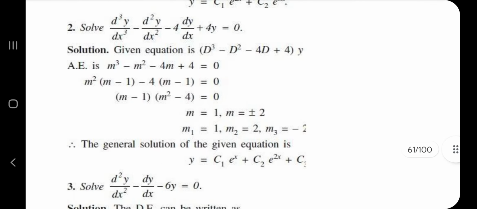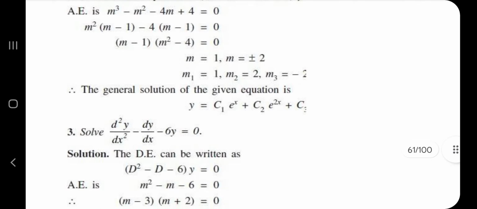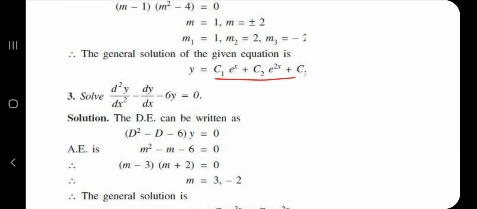Then we have the next question. Here also we will be doing the same thing. Here cube is there, so we'll be writing D cube here. Solve it and find the m1, m2, m3 values by calculator. After that you just write this equation and substitute the m1, m2, m3 values.